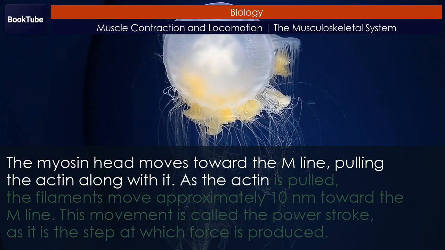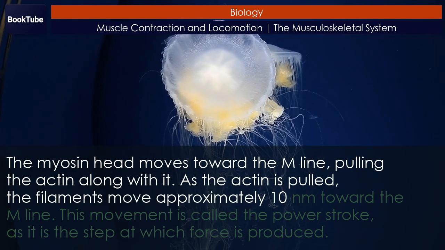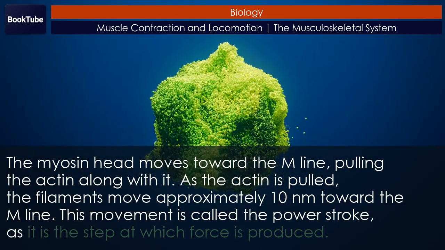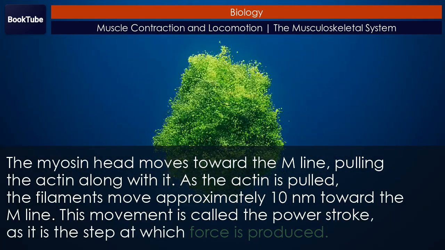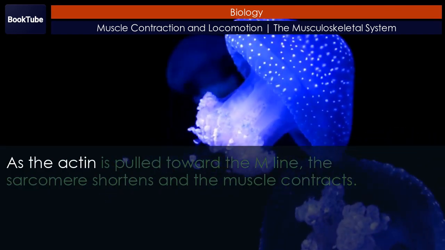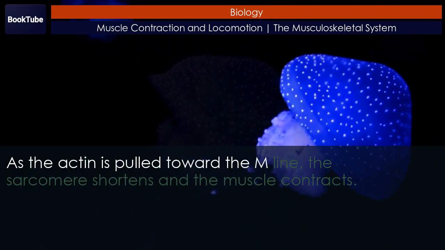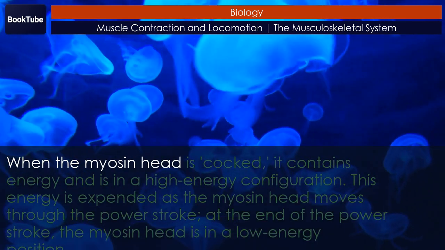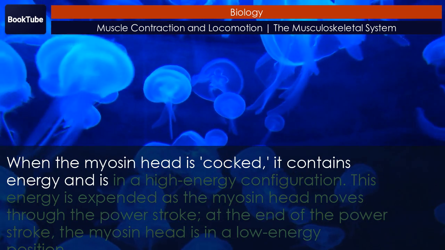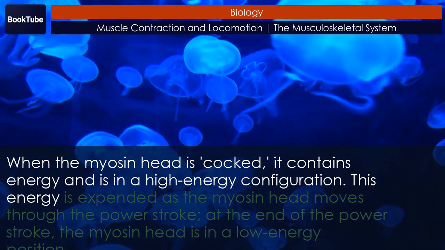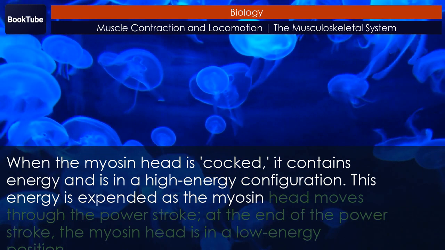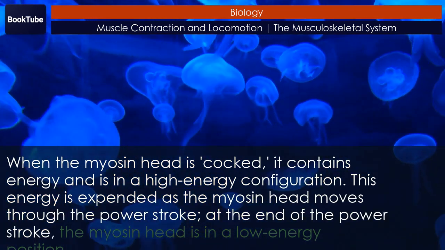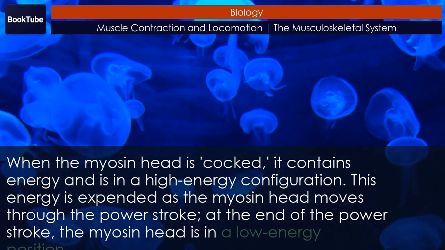As the actin is pulled, the filaments move approximately 10 nanometers toward the M-line. This movement is called the power stroke, as it is the step at which force is produced. As the actin is pulled toward the M-line, the sarcomere shortens and the muscle contracts. When the myosin head is cocked, it contains energy and is in a high-energy configuration. This energy is expended as the myosin head moves through the power stroke. At the end of the power stroke, the myosin head is in a low-energy position.